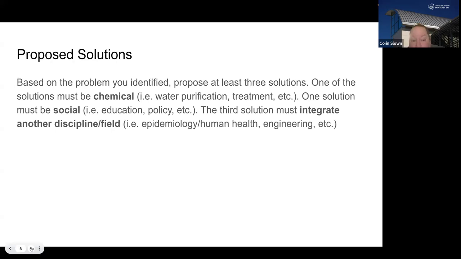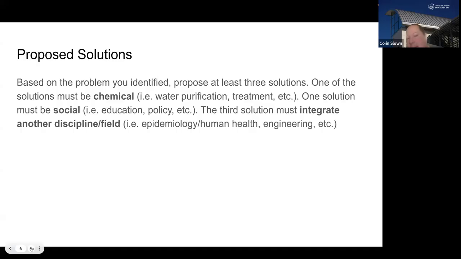Your proposed solutions then are going to be based on the problem you identified, and you need to propose at least 3 solutions. So one of the solutions must be chemical. So water purification, a treatment approach. One solution must be social. So that could be education, policy. And then the third solution must integrate another discipline or field.